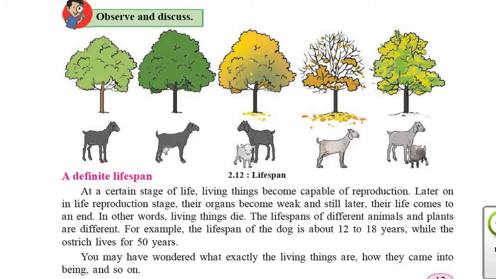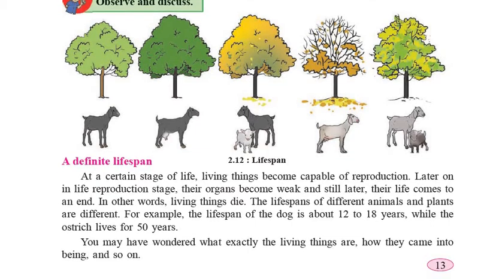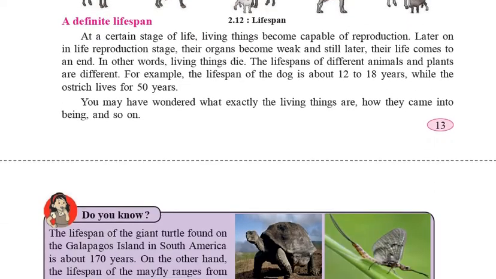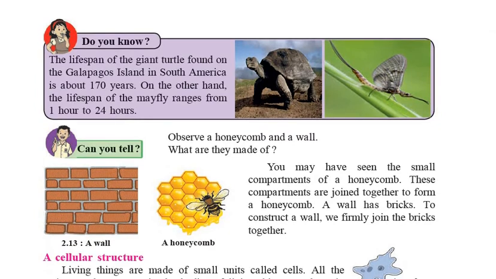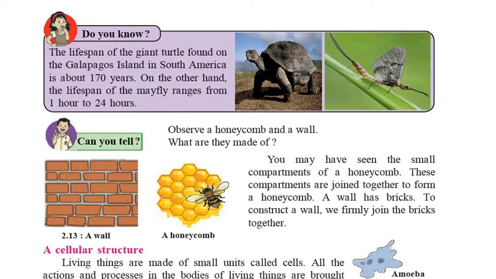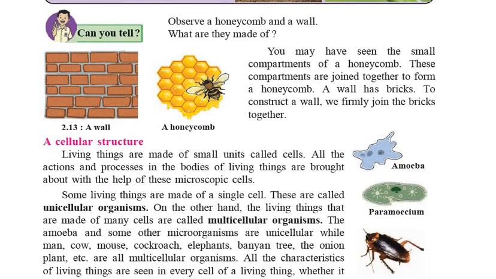The lifespan of different animals and plants are different. For example, the lifespan of the dog is about 12 to 18 years, while the ostrich lives for 50 years. You may have wondered what exactly the living things are, how they came into being, and so on. Do you know the lifespan of the giant turtle found on the Galapagos Island in South America is about 170 years. On the other hand, the lifespan of the mayfly ranges from only 1 hour to 24 hours. Can you tell?